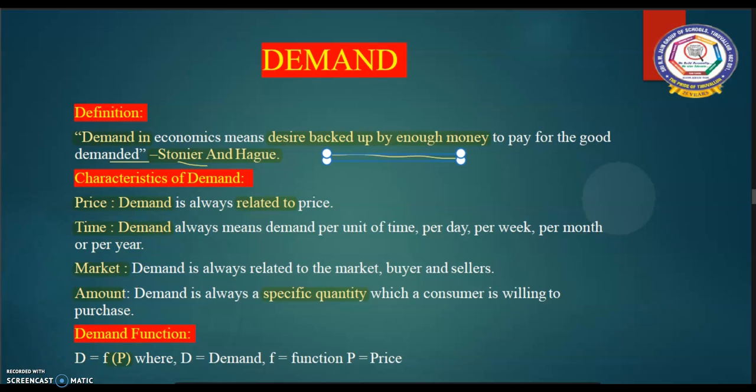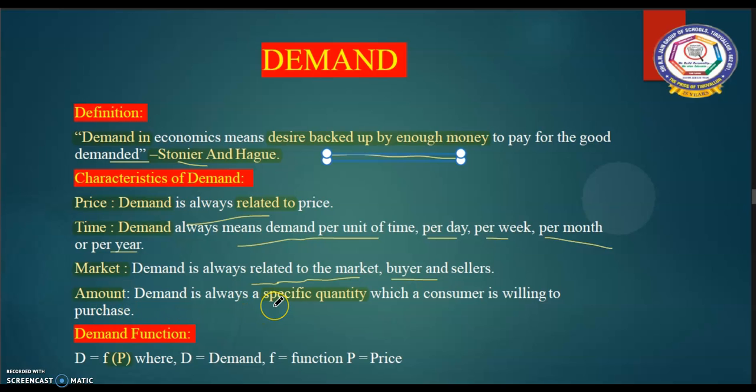Now we are going to discuss the characteristics of demand. First, price. Demand is always related to price. If the price is high, demand will come down. If the price is less, demand will go high. Next, demand always means demand per unit of time, per day, per week, per month or per year. Next, market. Demand is always related to the market. Depending upon the supply, that is the number of buyers and sellers, demand will also be determined.